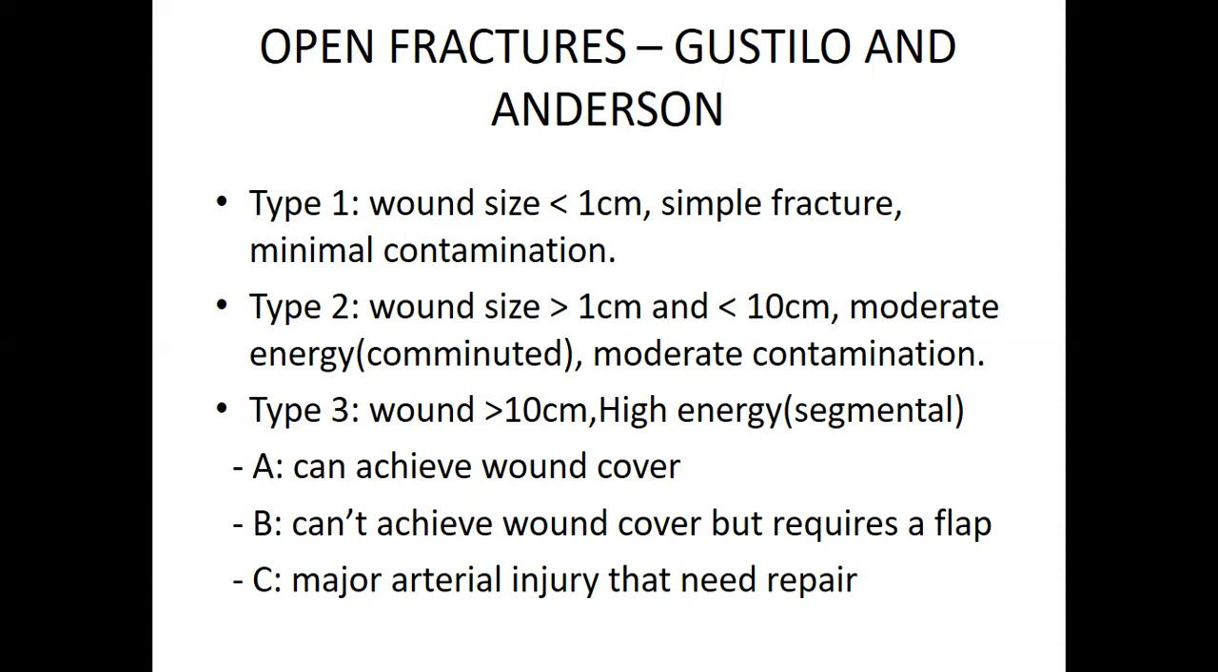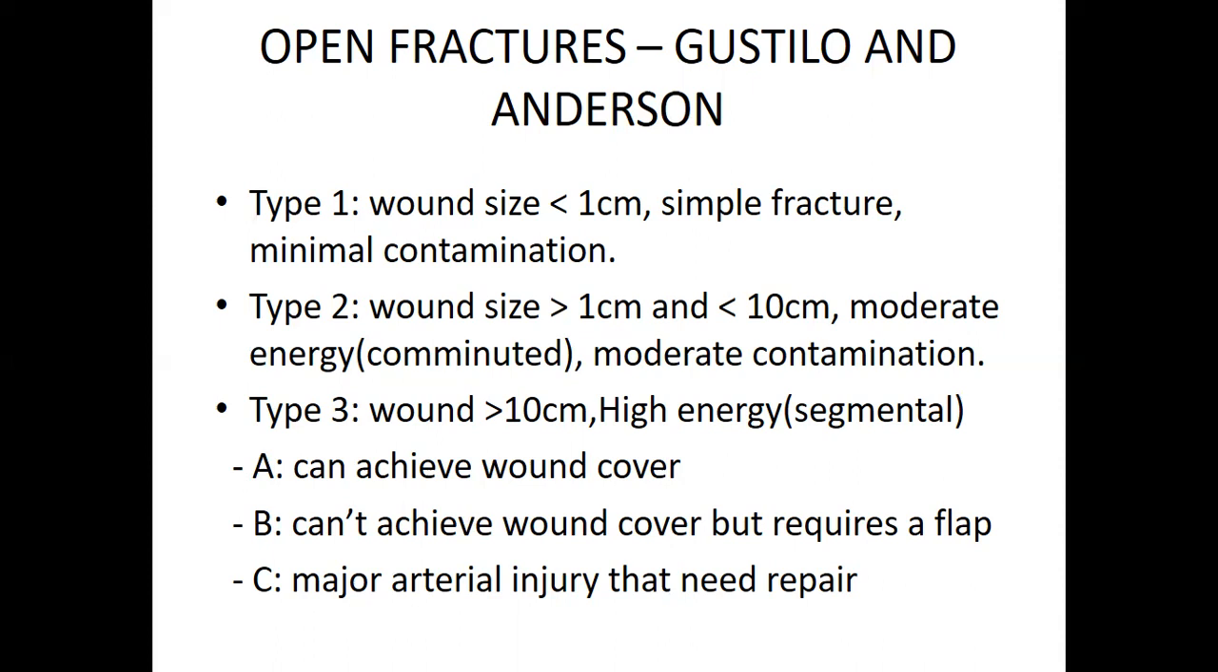Now, for open fractures, there is also a classification we use. We call it the Gustilo and Anderson classification, which was developed in 1982 by Gustilo and his colleague. He did a simple classification into three types, type 1, 2, and 3, though type 3 is subdivided into A, B, and C. This classification was based on, one, the size of the wound. Two, the energy involved in that particular fracture, whether it's high energy, moderate energy, or low energy. And three, the degree of contamination of that particular wound.